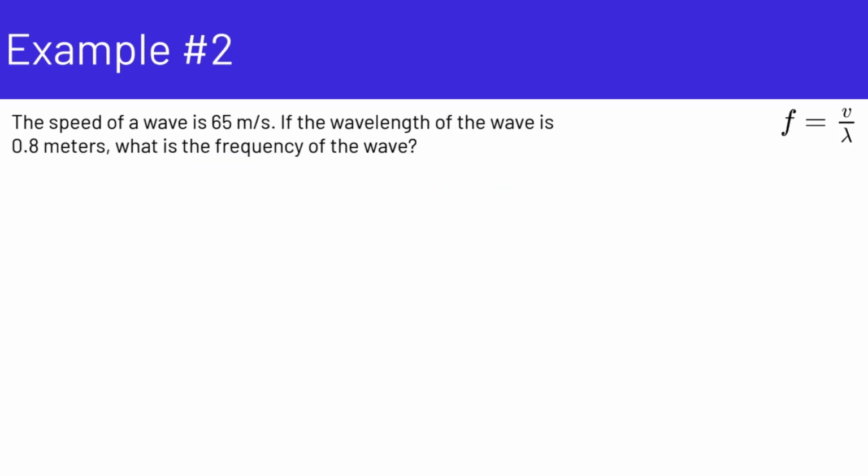Okay, for example 2, the speed of a wave is 65 meters per second. If the wavelength of the wave is 0.8 meters, we want to know what is the frequency of the wave. So our equation for frequency of the wave is the velocity of the wave, or the wave speed, divided by wavelength. So we have wave speed is 65 meters per second divided by the wavelength, which is 0.8 meters. So that is 81.3 hertz.